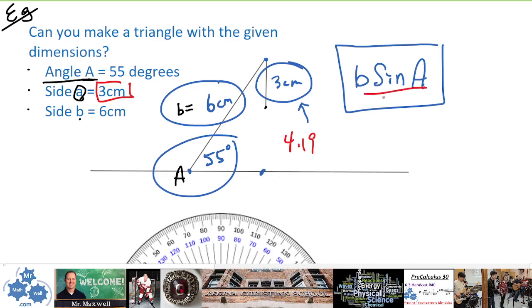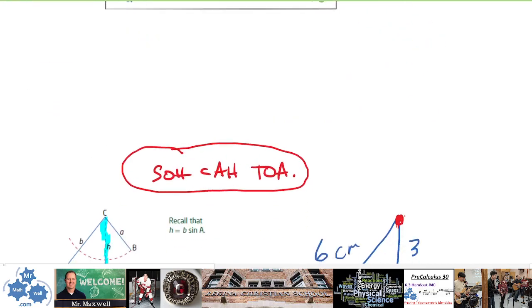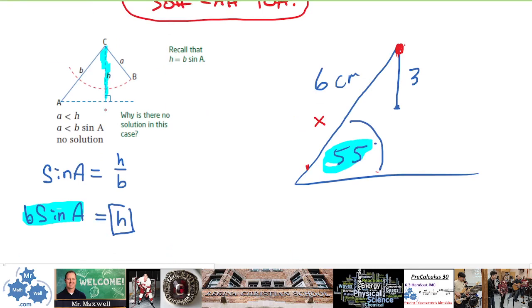So this b sine a is really important. You compare with the opposite side. So in this case, no triangle would be formed, none, because the side length I'm given is not long enough to complete this triangle. Got that? So what happens if, and here's that case right here, the side is too short.